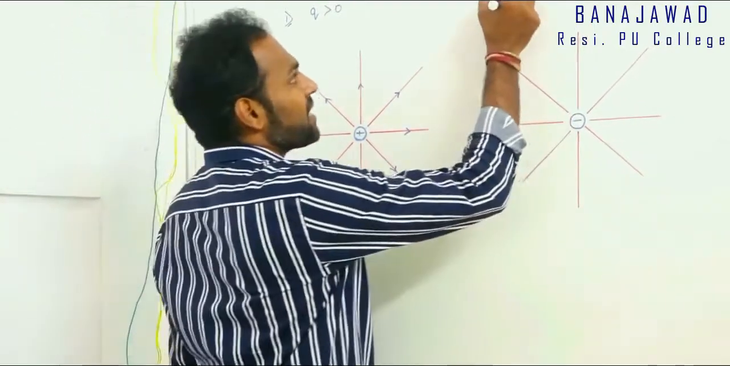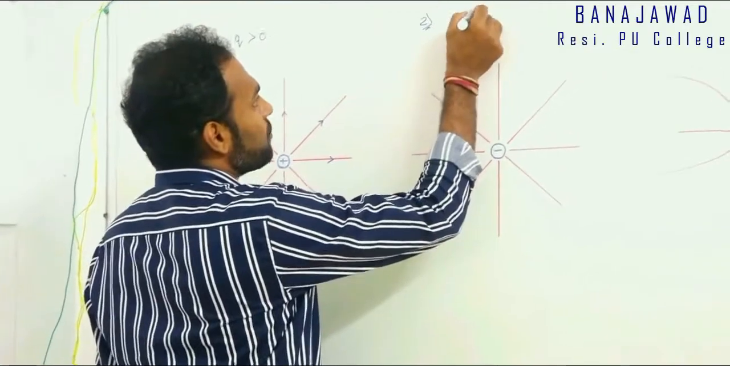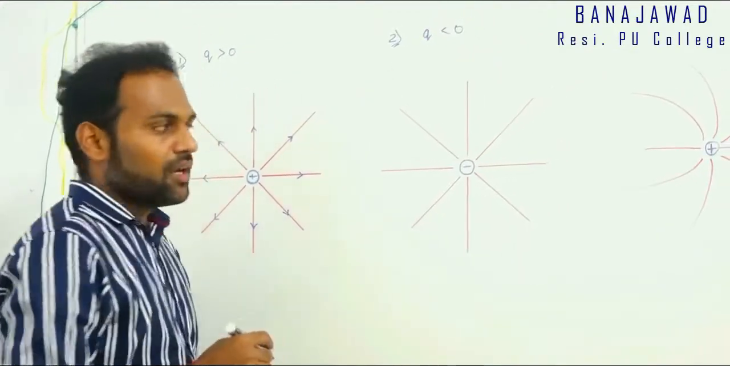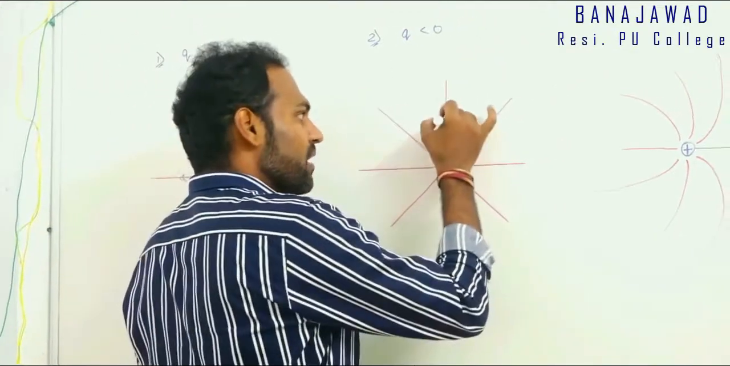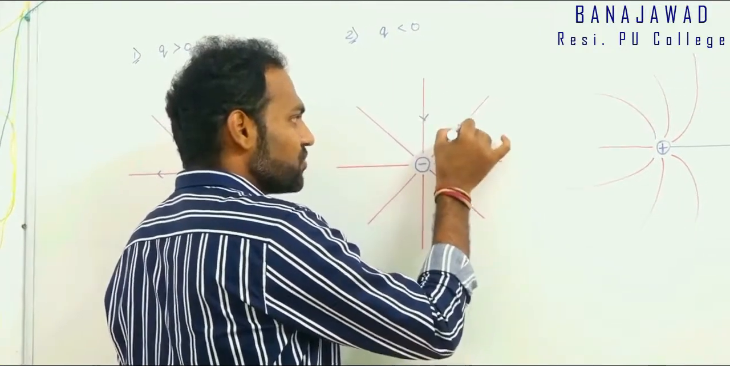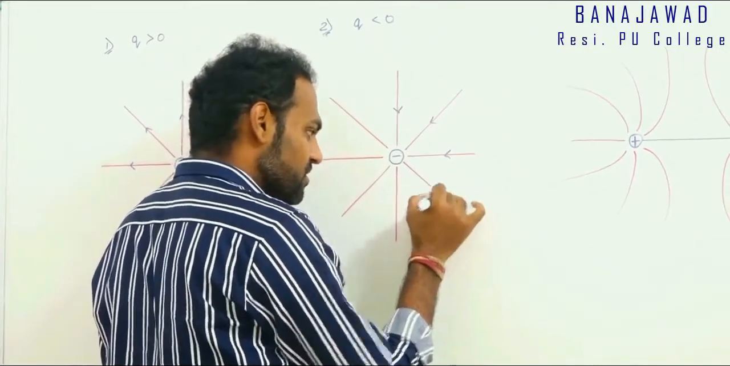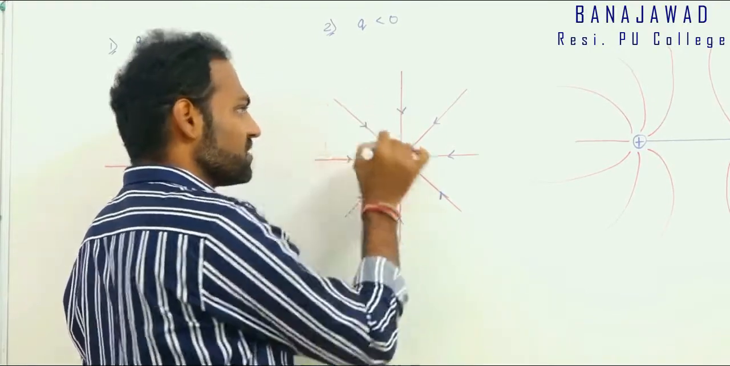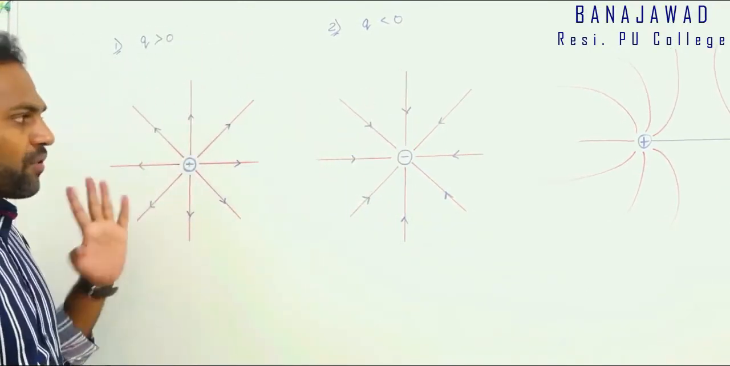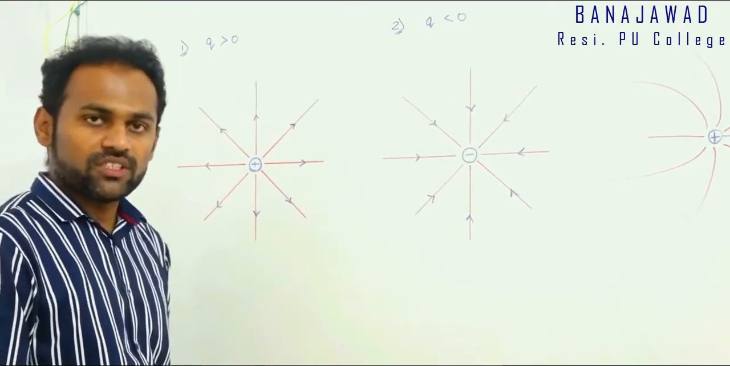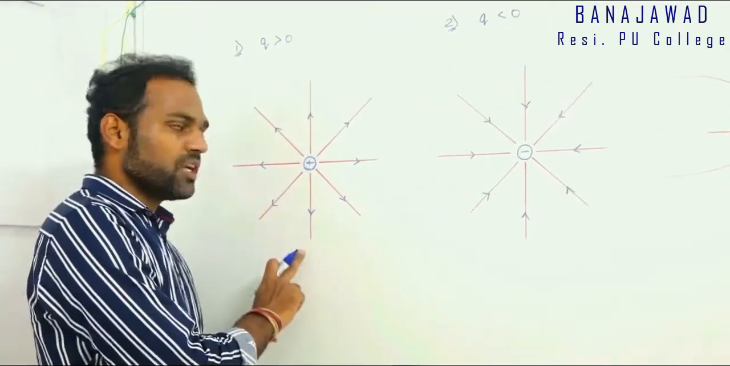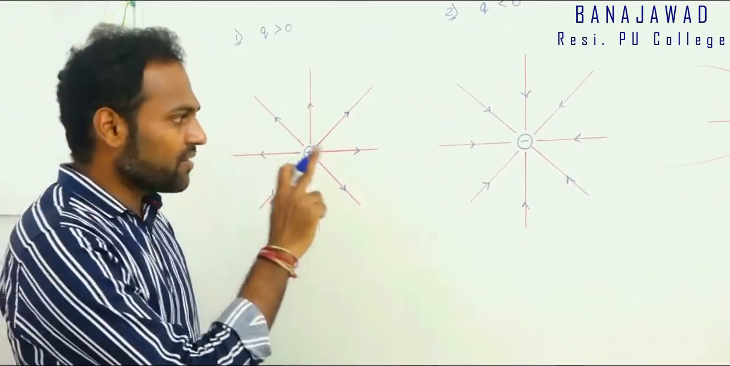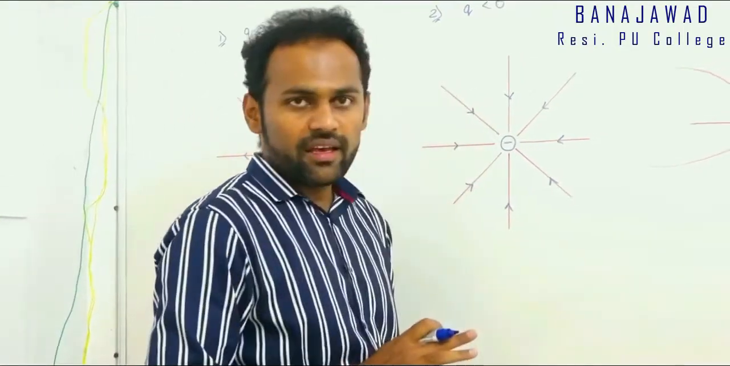Next, electric field lines for a negative charge. We already know that electric field lines for a negative charge will be radially inwards. They will be moving towards the charge. Here they were moving away from the charge. Here they are moving towards the charge. So electric field lines for a positive charge are radially outwards. Electric field lines for a negative charge are radially inwards.